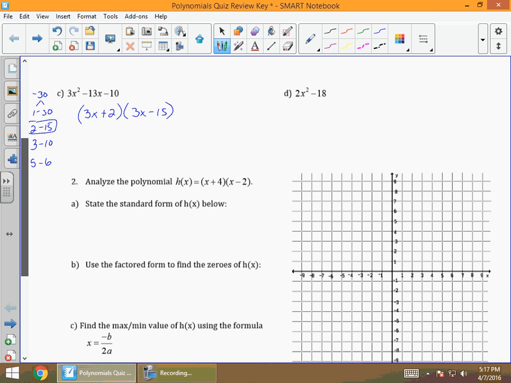And remember, in the airplane method, I do need to check and see if they simplify at all. If I were to try to simplify 3x plus 2, it does not simplify. So that is one of my two factors. But 3x minus 15, both of these terms are divisible by 3. If I divide them by 3, I would end up with x minus 5. So the factorization is 3x plus 2 and x minus 5.